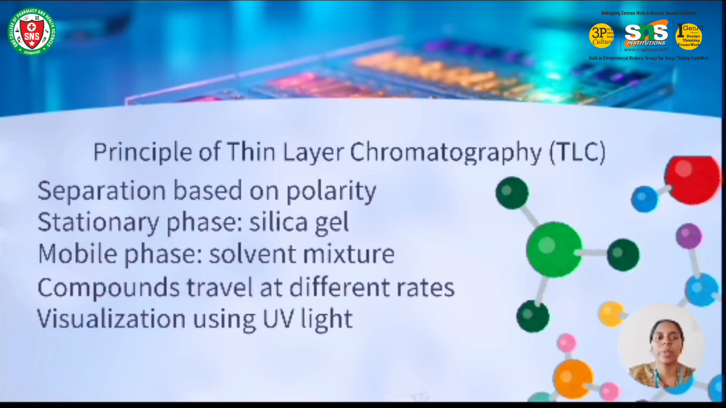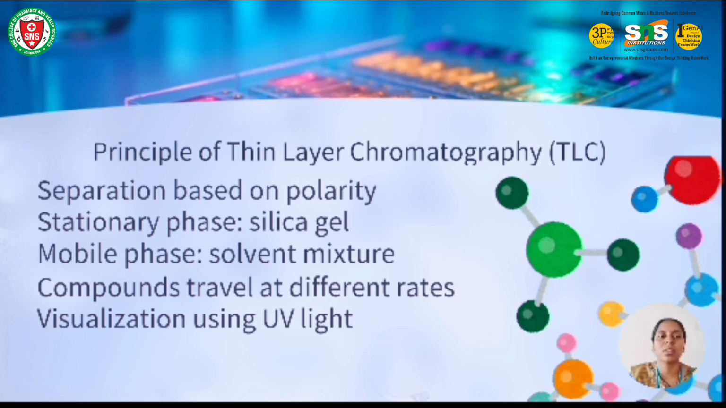The principle of thin layer chromatography is separation based on polarity. So we can separate the mixtures into individual components based on their polarity, because the polarity will vary for each and every component, and with the help of that we can separate using a suitable solvent system. The most commonly used stationary phase is silica gel, and other than that we can use alumina fillers, etc.